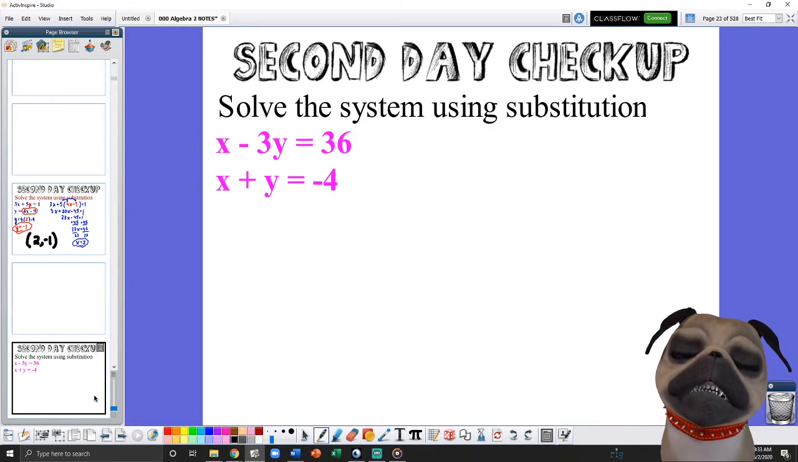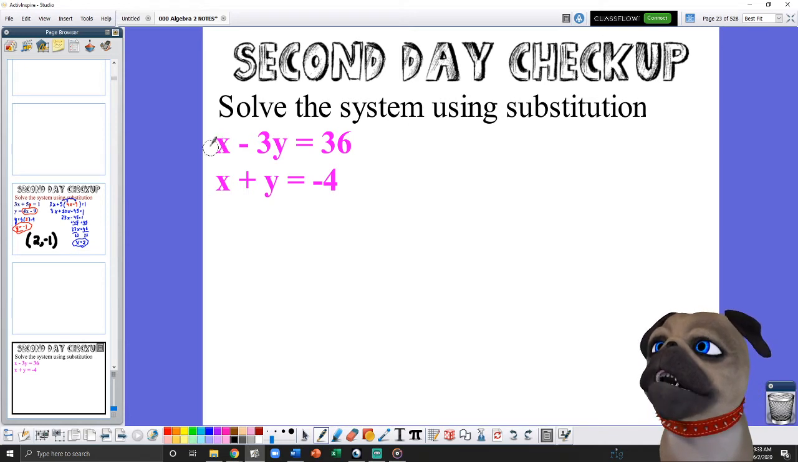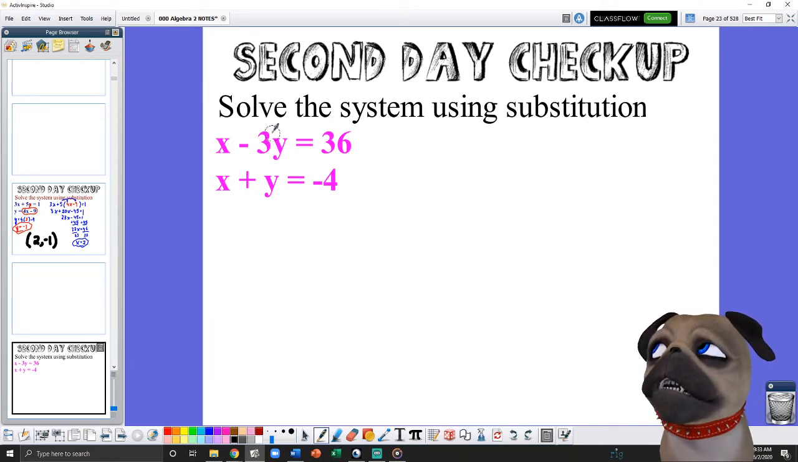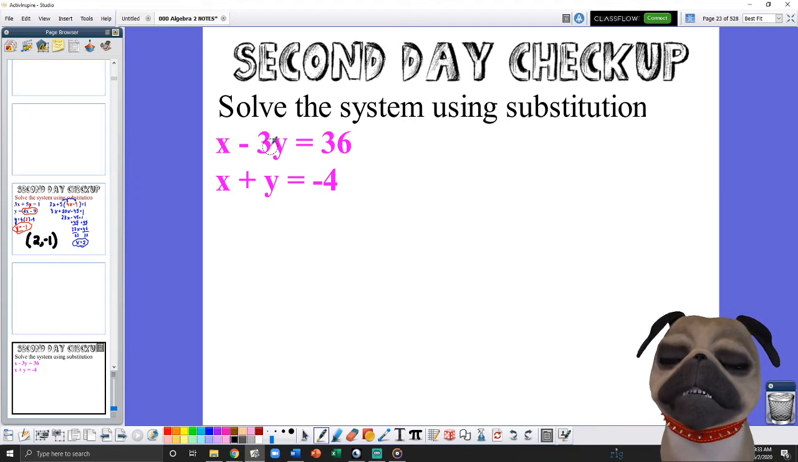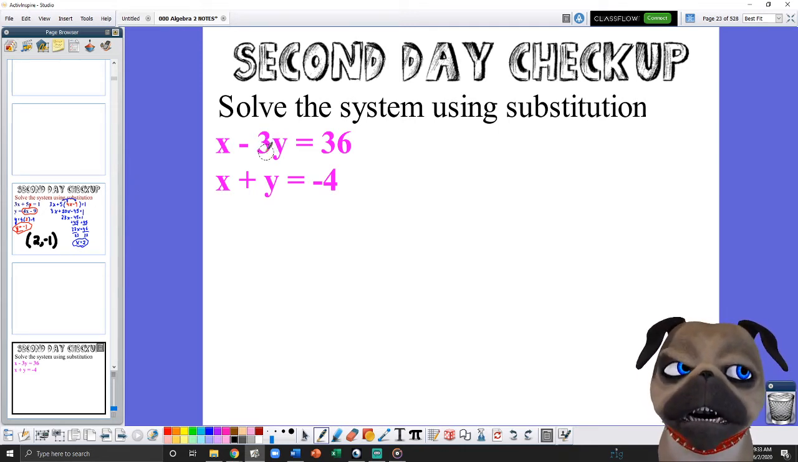Alright, let's try a harder one. This time it does not say x equals or y equals, so you have to choose which one you're going to do. Great choices would be either this one, or that one, because none of them have a number touching their letter. However, if you had chosen solving for that one, that would have been a mistake because you'd have fractions all the way through. And we don't like fractions.